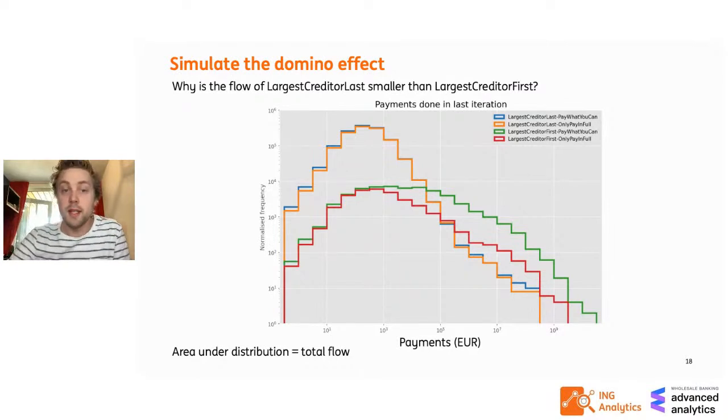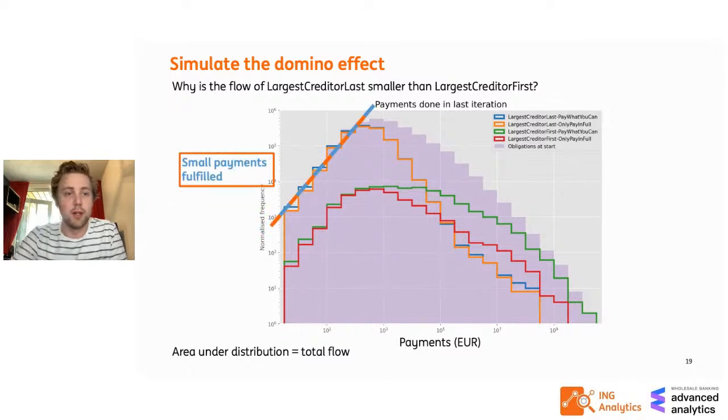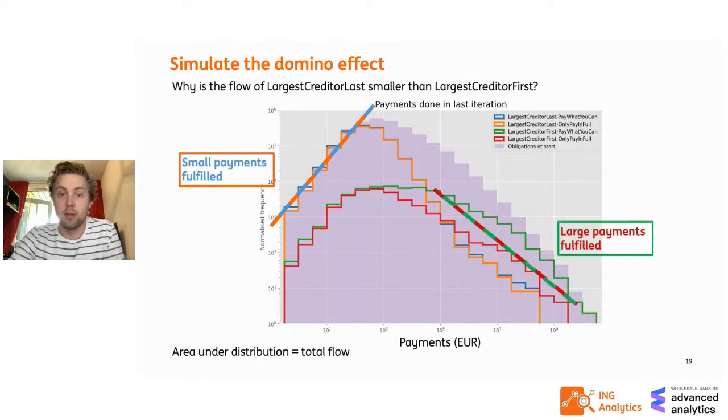So we see indeed that the area under the distribution is much higher for largest creditor first because of this log scale. How does this compare to the obligations that had to be paid in the beginning of the simulation? I plotted them in purple. These are not payments, but obligations that would have to be paid in the beginning of the simulation. And indeed, you see that for the largest creditor last case, the small payments are fulfilled, and for the largest creditor first case, the large payments are fulfilled. This is where the difference in flow comes from.